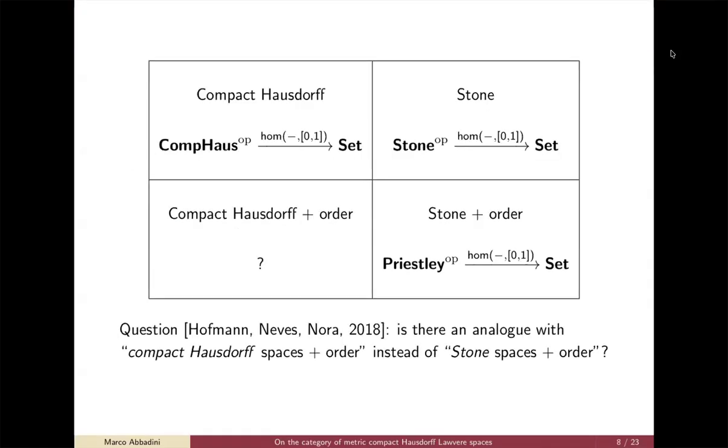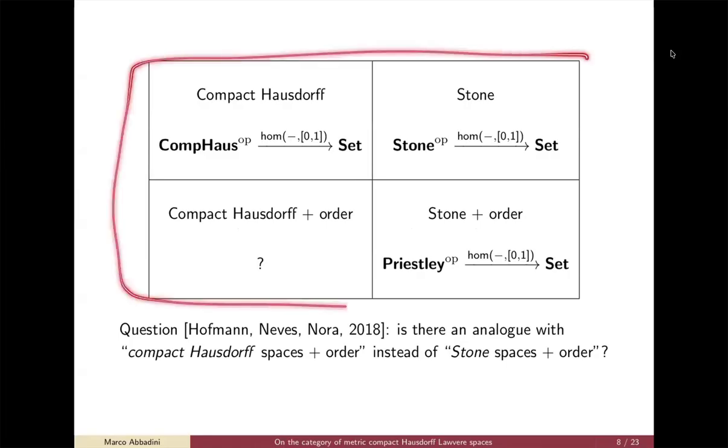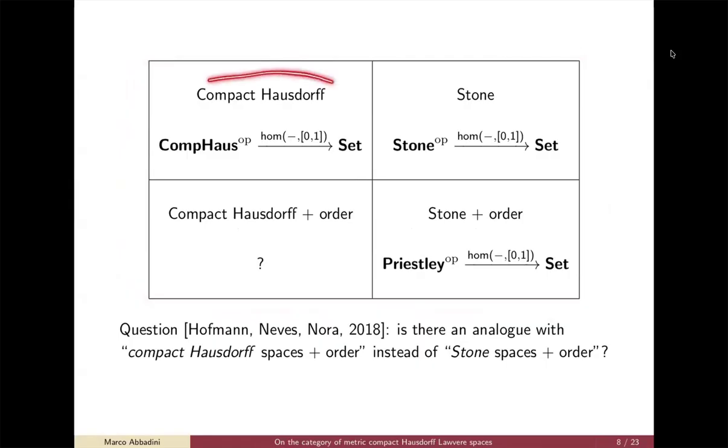And now we come close to the present, where Hoffman, Neves, and Nora had this question where we can see four squares. We know we have a compact Hausdorff setting where we have a monadic functor represented by [0,1]. Also in the Stone space setting we have something similar. Here there's an error, it should be the two-element space. And also here in the setting of Stone spaces together with an order, we have a monadic functor. Well, and they asked, okay, is there something similar here in the compact Hausdorff plus order setting?